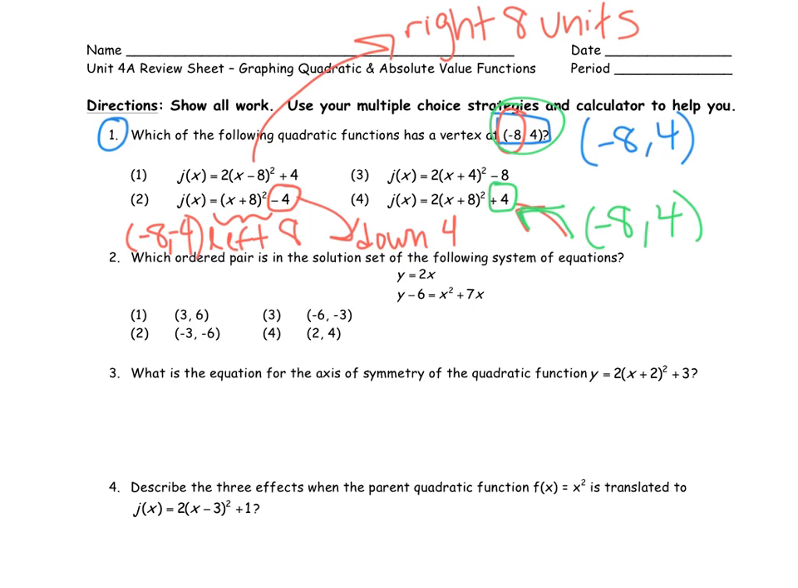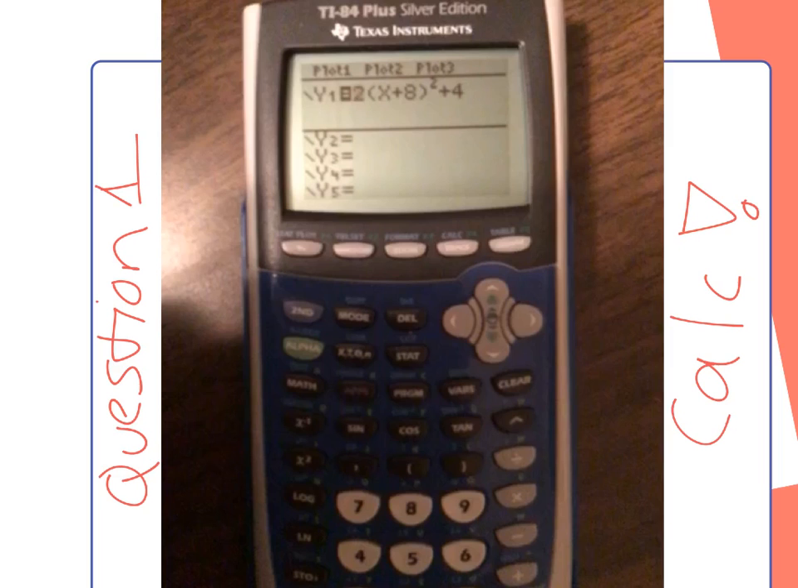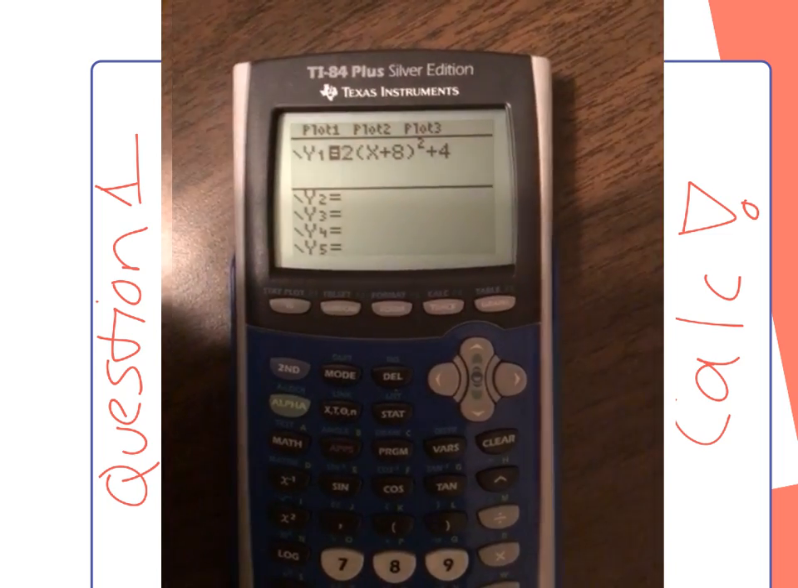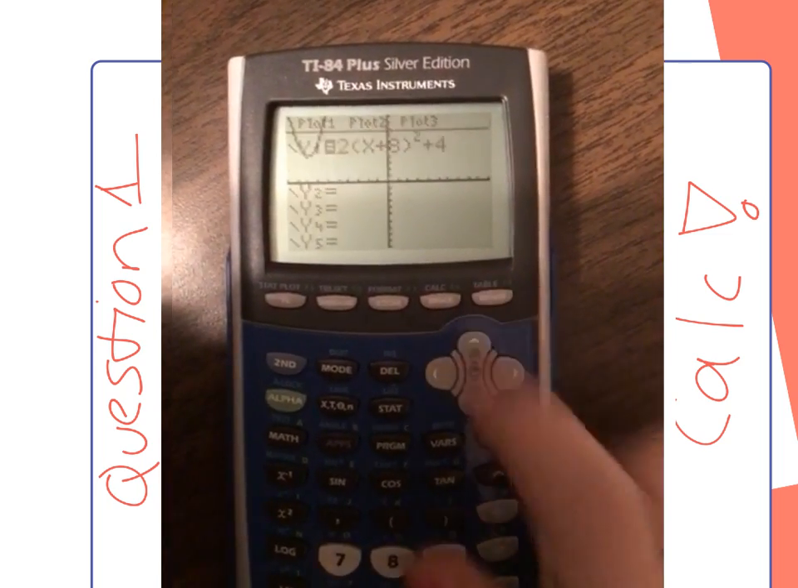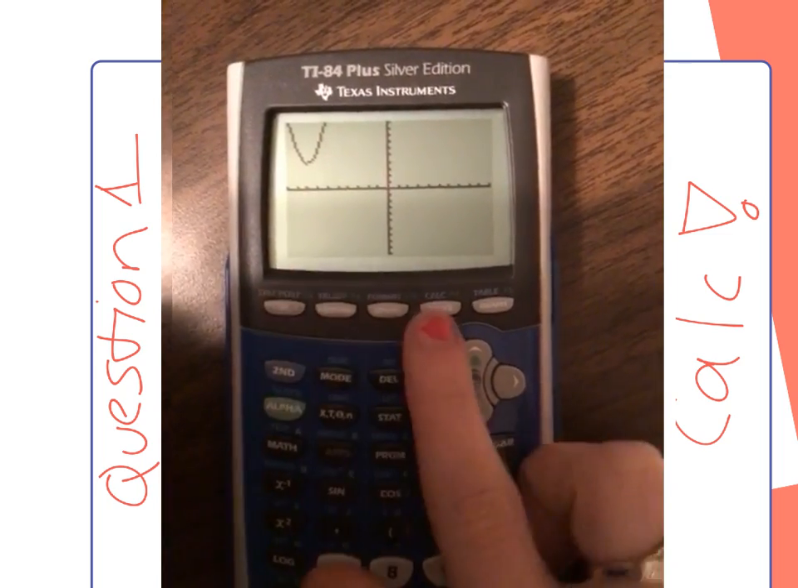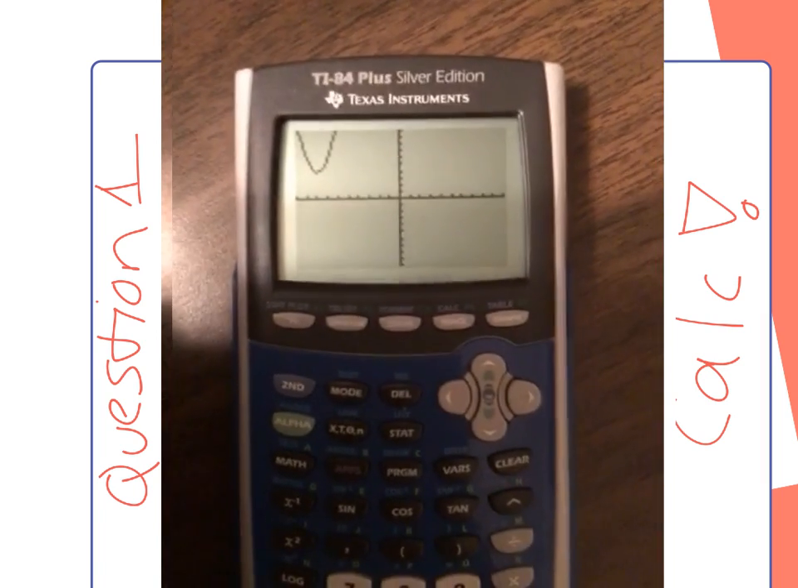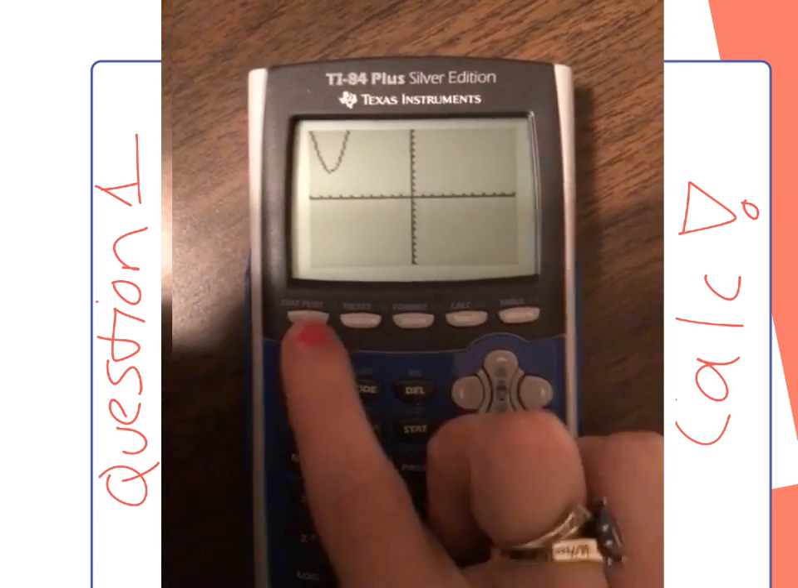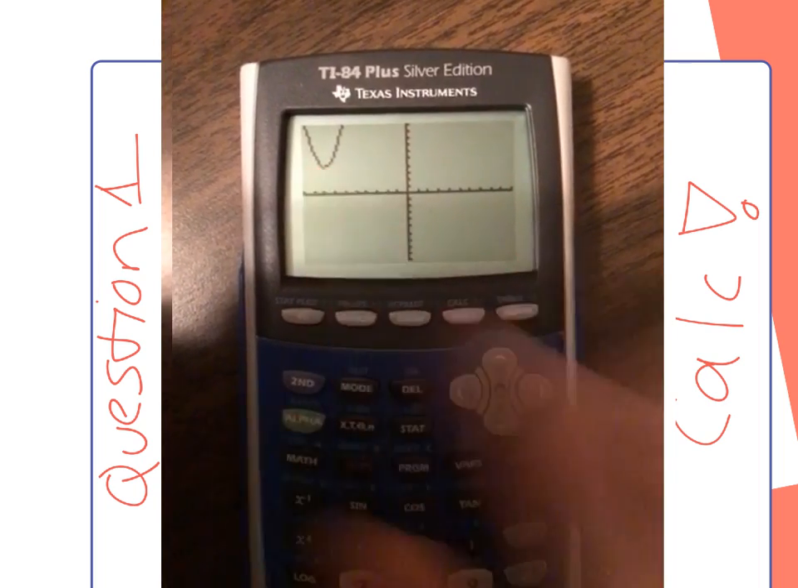This can also be done in the calculator, and I'm going to show you how we can do this. Alright, so if I go over to graph this, I'll go to y equals, and I'll graph this, see what it looks like. Alright, so there's my graph. Again, if you need to reset the window, you're going to go to zoom 6. That resets everything.